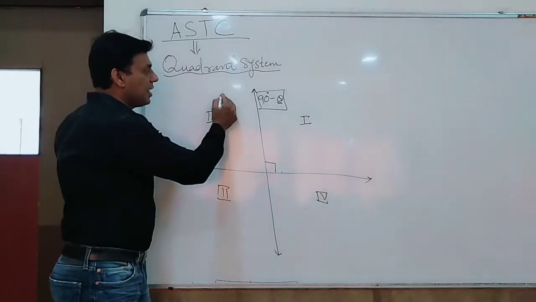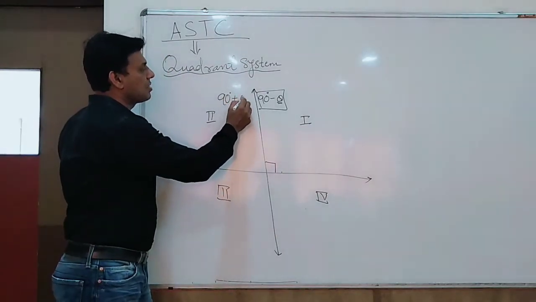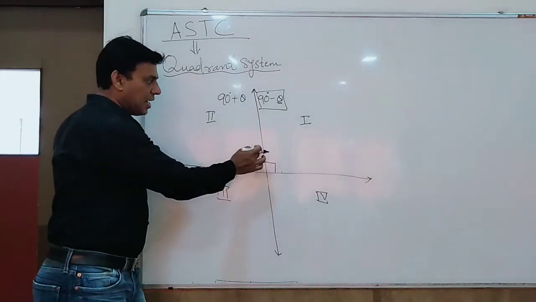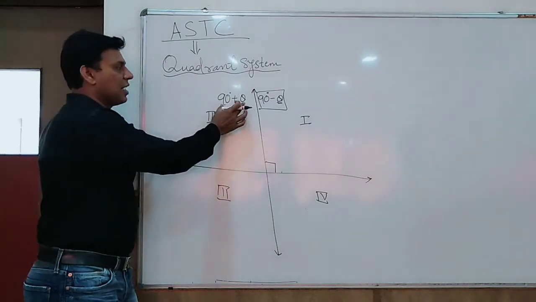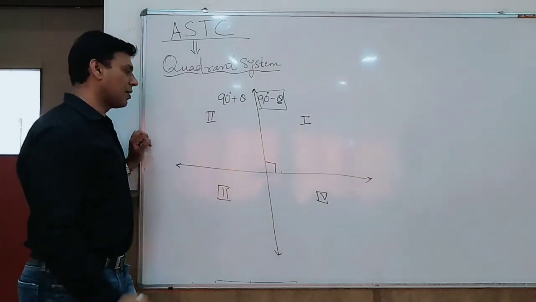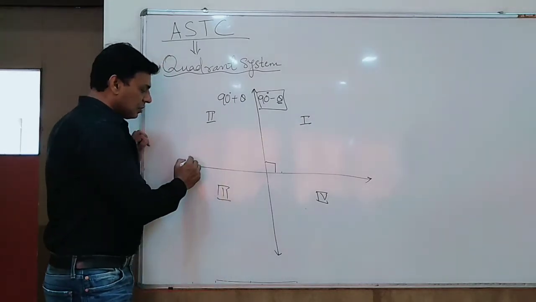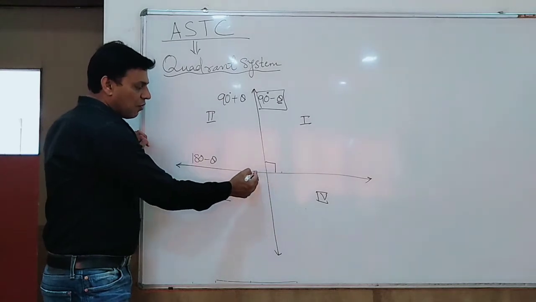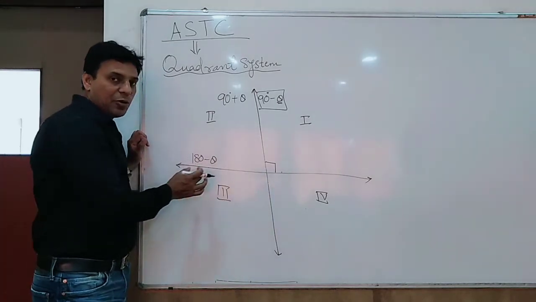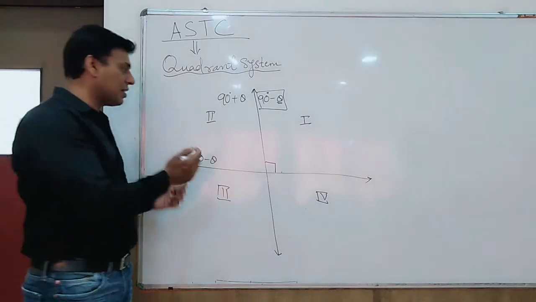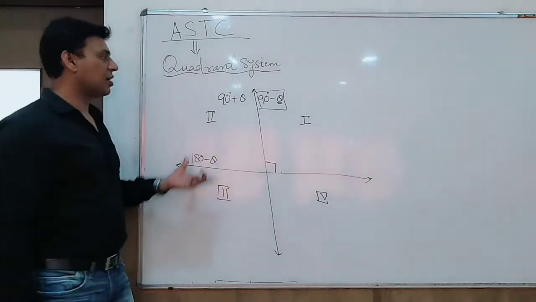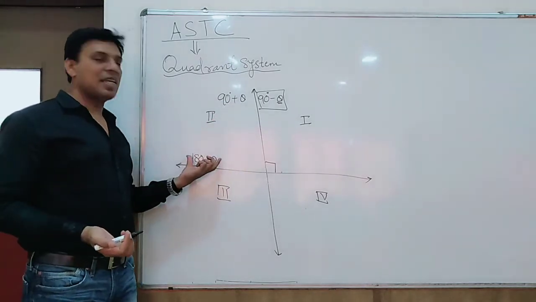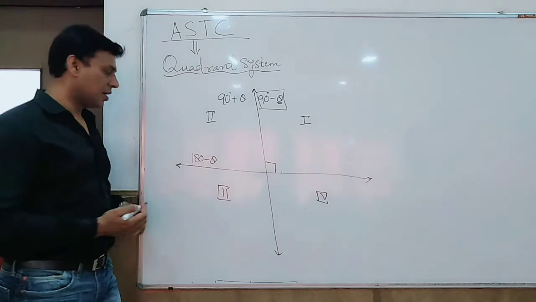Now 90 degree plus theta, it means you are in the second quadrant, because 90 plus an acute angle means you are in the second quadrant. Similarly, if I am saying 180 minus theta, you know the whole line is 180. If I am subtracting any acute angle from 180, this also means that you are in the second quadrant. So 90 plus theta is also the second quadrant. 180 minus theta means the second quadrant.